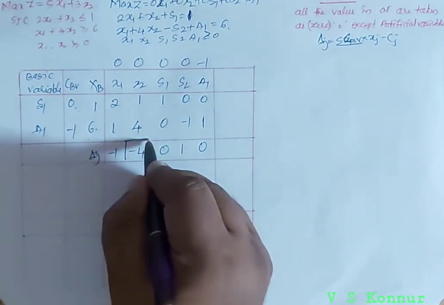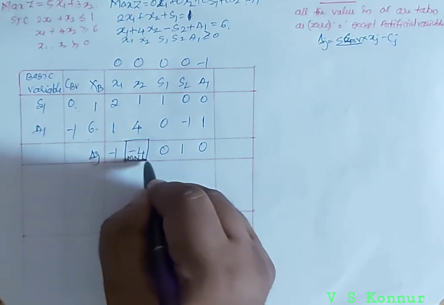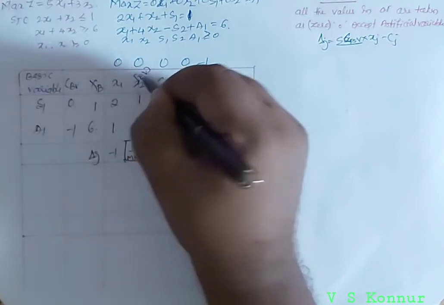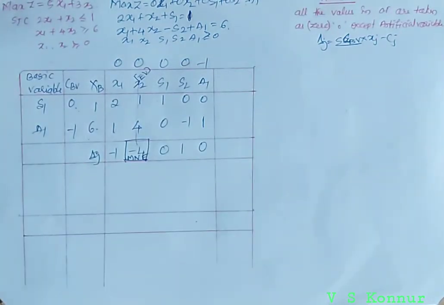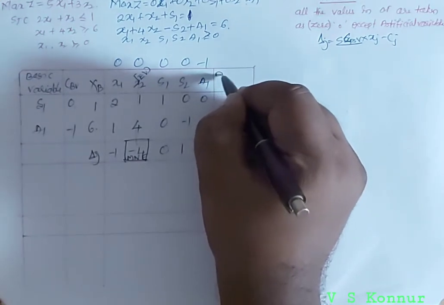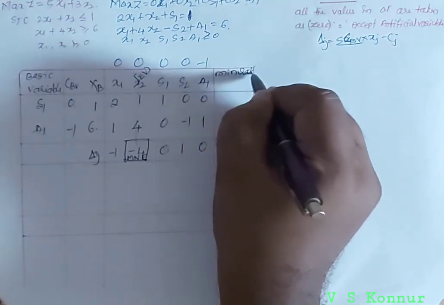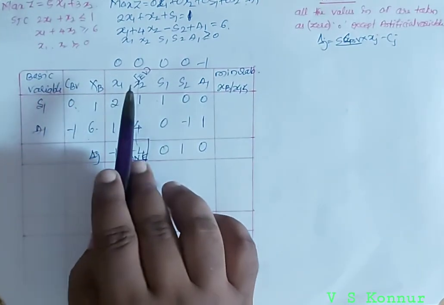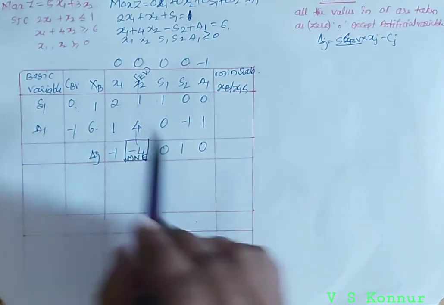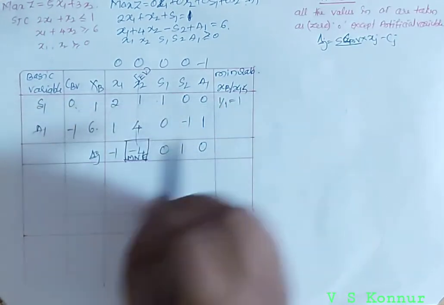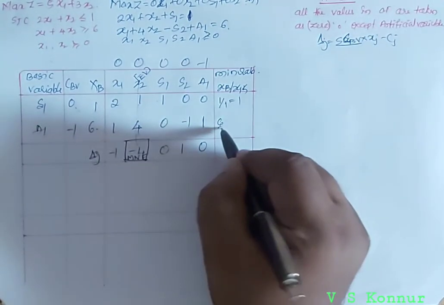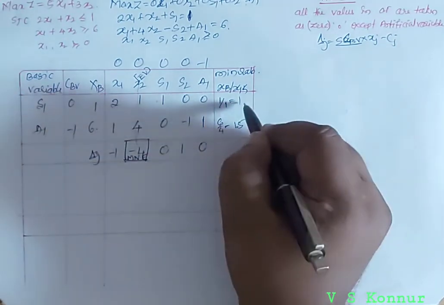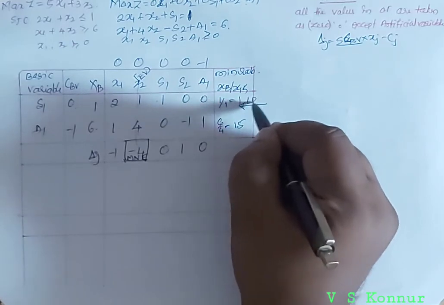Now from delta j, the same procedure, select most negative element. So that most negative element will give entering vector. From that entering vector, we should calculate minimum ratio xb by xk. So this is xb, this is xk. 1 divided by 1 equal to 1. 6 by 4, 1.5. The least positive element I have to consider.